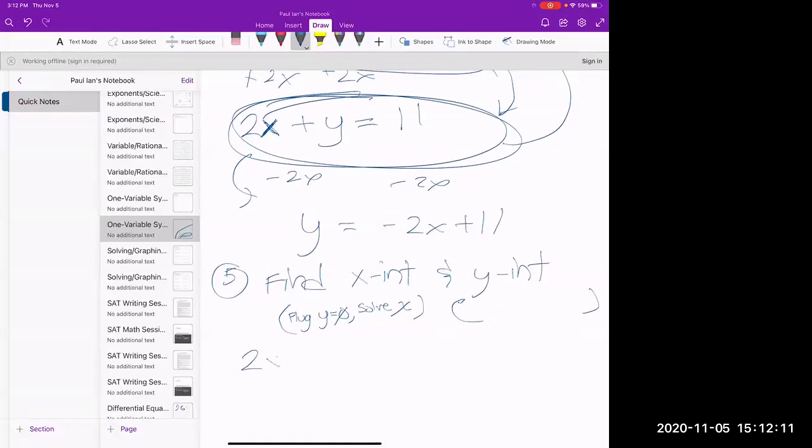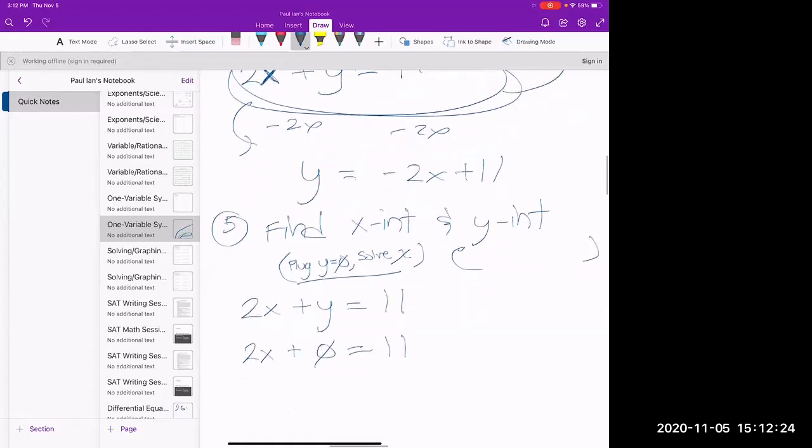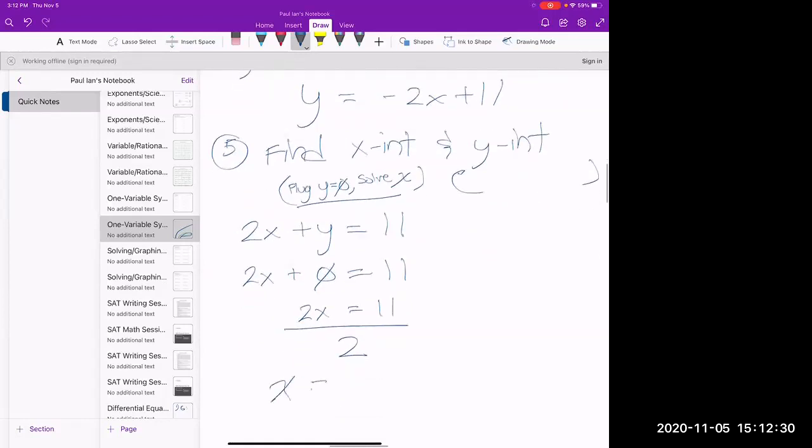And so we have this guy, 2x plus y equals 11. So let's follow exactly what we said. Plug in y equals 0. So 2x equals 11. Solve for x. So you solve for x, right? Yeah. So x equals 11 over 2, or 5.5, whatever.